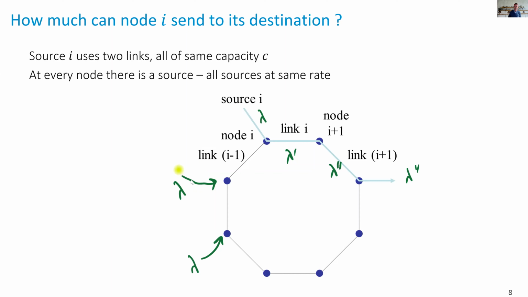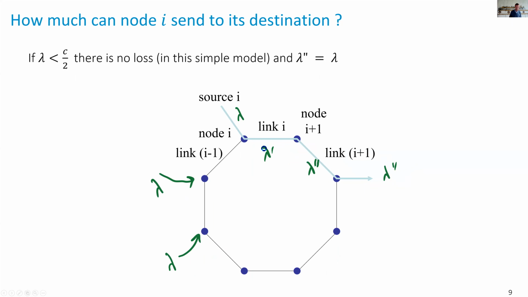So at this node, there is also a source that goes 2 hops away, etc. So at every node, there is a source. All sources are at the same rate and all link capacities are the same. What happens in this network? What happens if the sources are greedy?